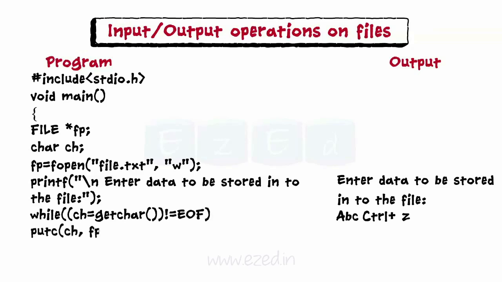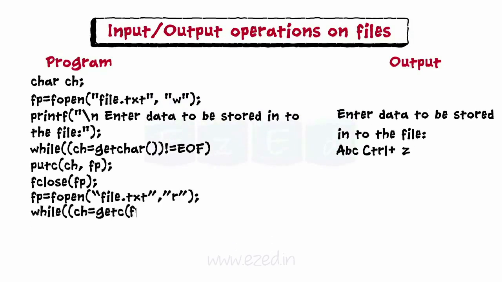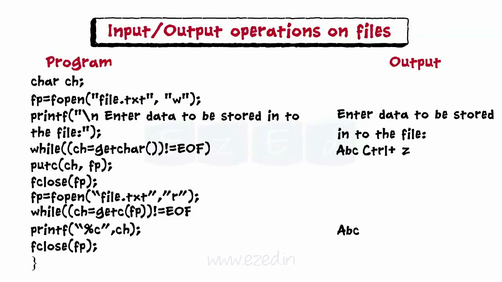The scanned character is placed in the file using the file pointer, after which we close the file. Again, we use a loop to read the characters and print them using the printf function. Then we close the file using the fclose function.